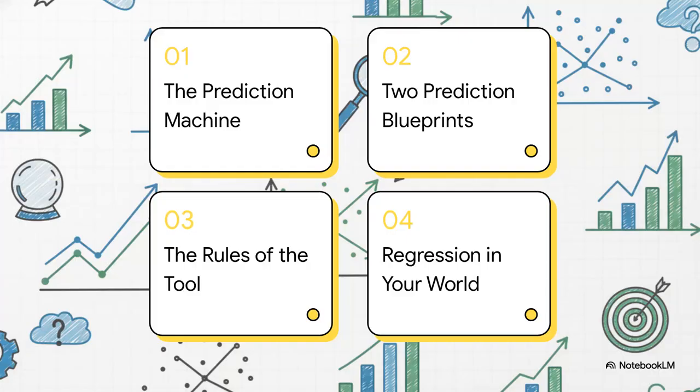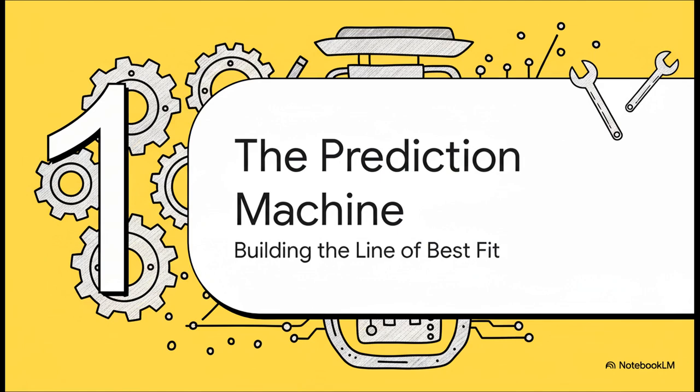So here's how we're going to break it all down. First, we'll look at what our prediction machine is actually made of. Then, we'll check out the two main designs or blueprints you can use. After that, we got to cover the essential rules, the user manual, if you will. And finally, we'll see how this powerful idea is already working all around you. All right, let's pop the hood on this thing.